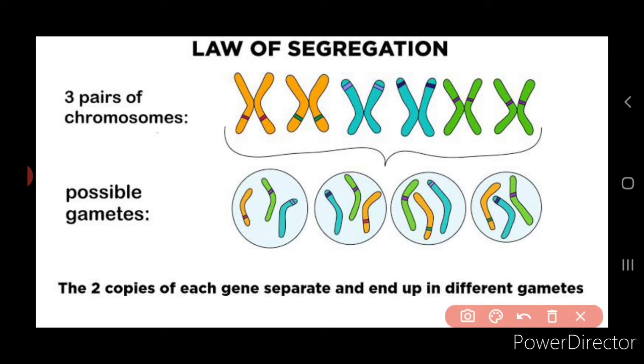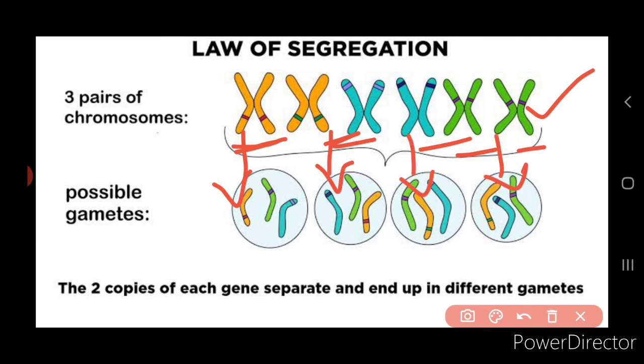The contrasting characters form the allelomorphs, isn't it? So they remain together without mixing. So without mixing, they are together, right? And when they enter into the gametes, these are the possibilities that you get, right? So they separate out, right?